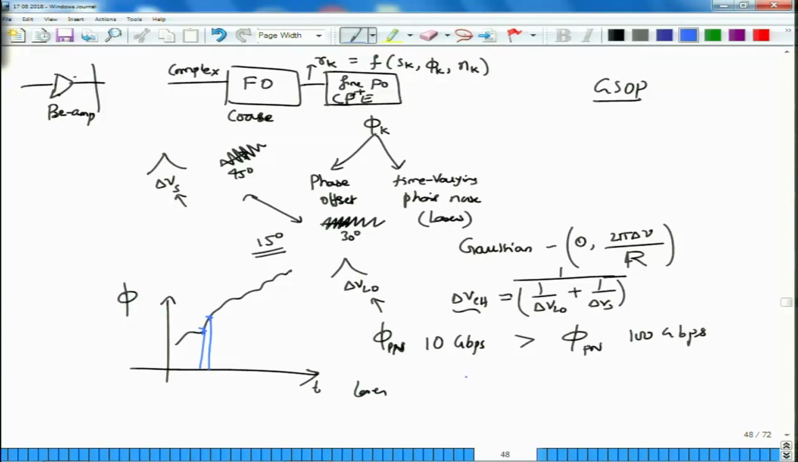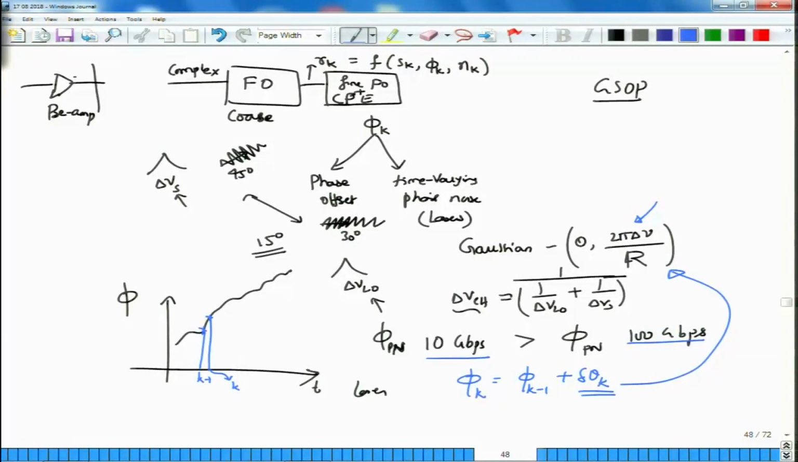So, you can model this phase noise as phi k equals phi k minus 1 plus delta theta k, where delta theta k is Gaussian distributed with this particular variance, and k minus 1 and k are the 2 instants that we have looked at. The smaller the separation, the larger is the data rate, and therefore, the phase will be more or less the same as the previous phase. So, the smaller time separation, larger symbol rate means the variance of the phase noise reduces. That is the reason why phase noise for 10 Gbps is higher than phase noise for 100 Gbps.